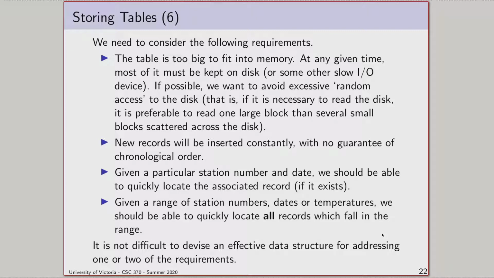Right? So for example, if I'm only worrying about station ID, then I could sort the whole table by station ID. But that screws up insertion. If I'm worried about this range query on, I don't know, station numbers, dates, or temperatures, maybe I can work out a data structure for that, but it may not be as easy, again, to do this or to do this. And so I can solve one problem, but I can't necessarily solve all of them with one data structure. And even if I use a combination of data structures, they might fight with each other.